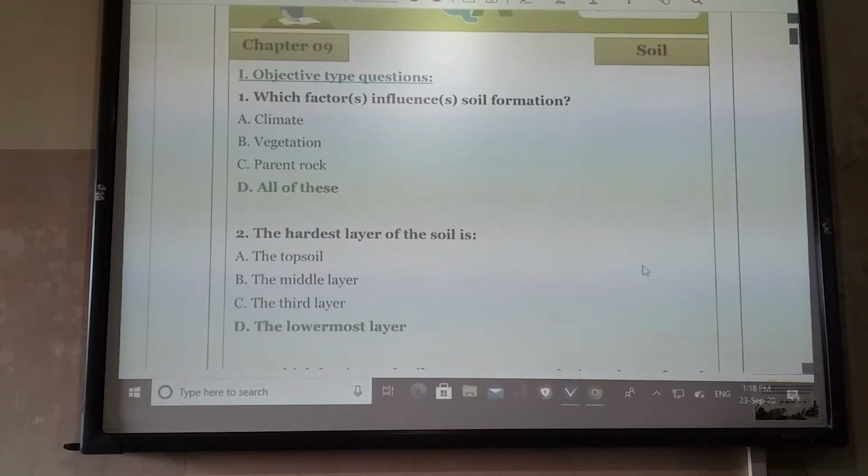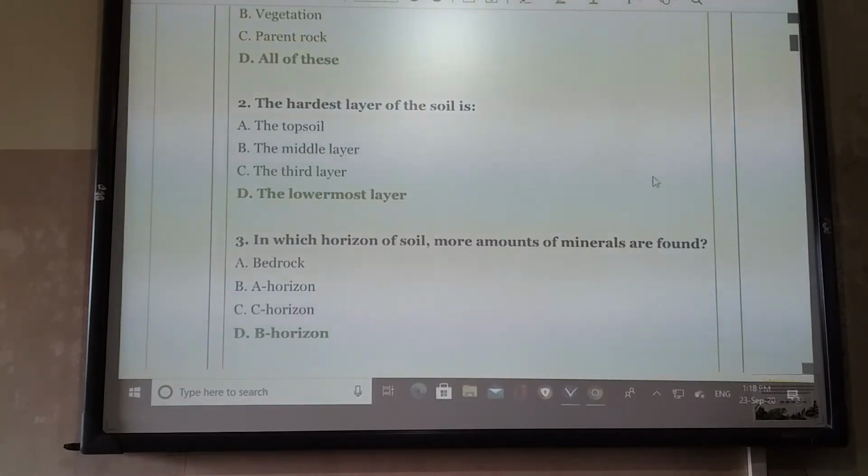Second question, the hardest layer of the soil. The options are topsoil, the middle layer, the third layer, and the fourth option is the lowermost layer. The hardest layer of the soil is always the lowermost layer.